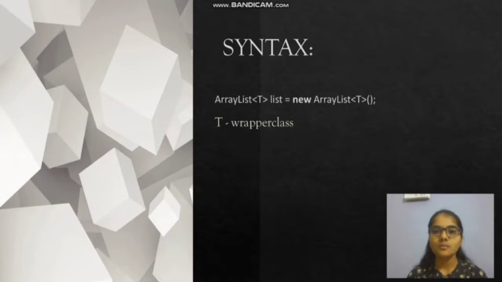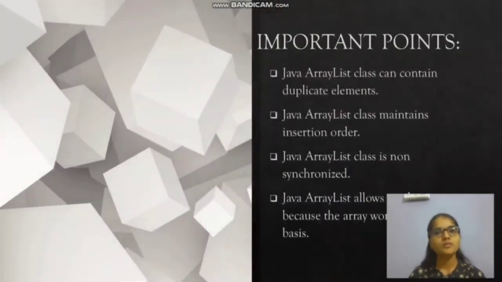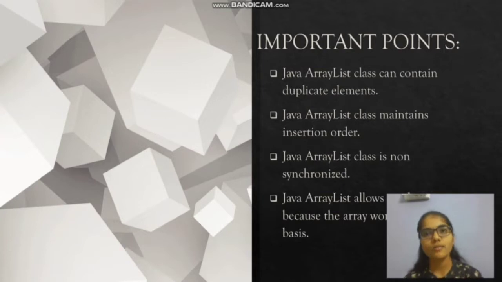Let's see the important points of ArrayList. Java ArrayList can contain duplicate elements, and it also maintains the insertion order. That is, the way we input the elements into the ArrayList, the same thing we will get as the output. There is no change in the order of the elements. The Java ArrayList class is non-synchronized, and it also allows random access because an array itself works on an index basis.